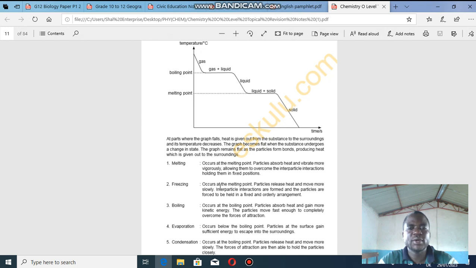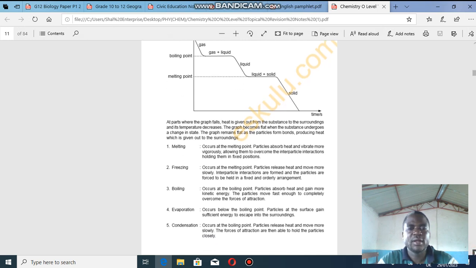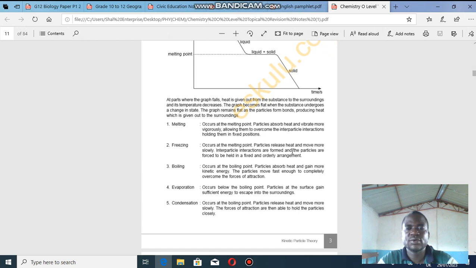So what happens when heat is applied to, for example, one state of matter? Since the energy being supplied is kinetic, the particles will start vibrating, moving vigorously. So that is how you explain. Then freezing occurs at the melting point. Particles release heat and move more slowly because they don't have energy. If you don't have energy yourself, you have not eaten, you will not be able to move or do activities because you don't have energy. So similarly, at the melting point, the particles release heat and move more slowly.